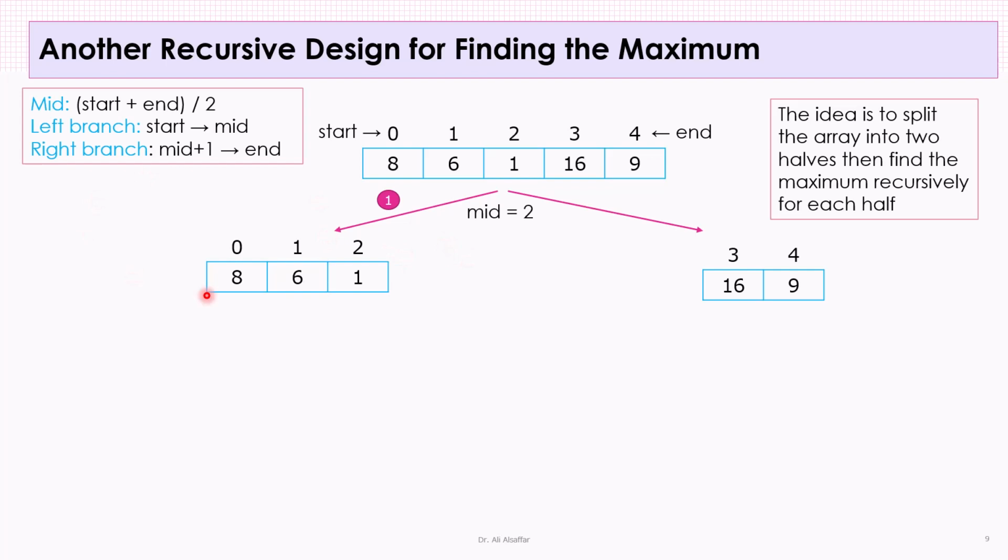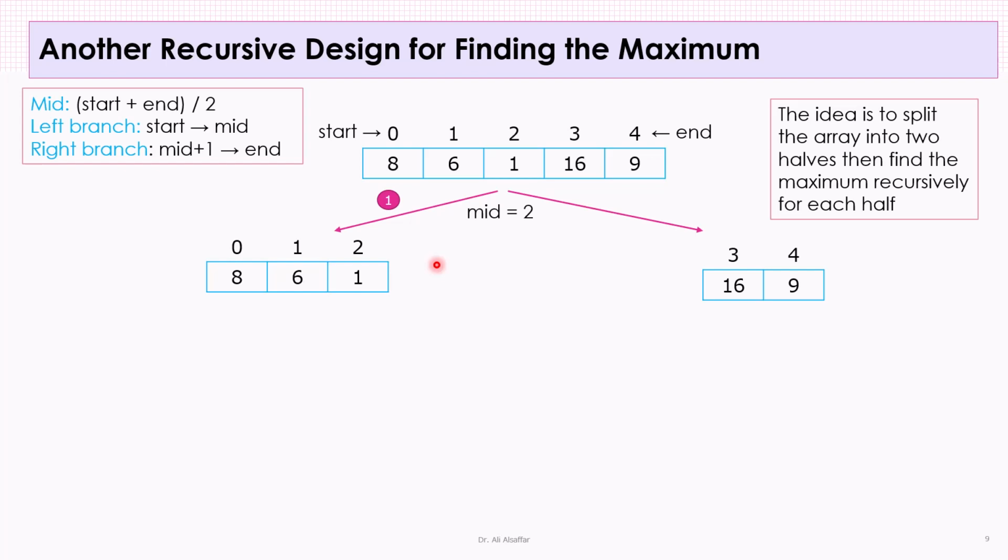Based on the implementation of the method, the method is going to call itself for the first half, and after returning back, it's going to call itself again for the second half. So theoretically, for each call, we are going to have two subcalls. First will be for the first half. After returning back, we are going to have the second subcall for the second half.